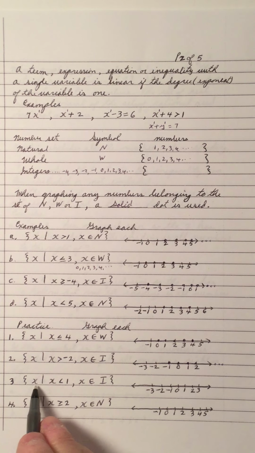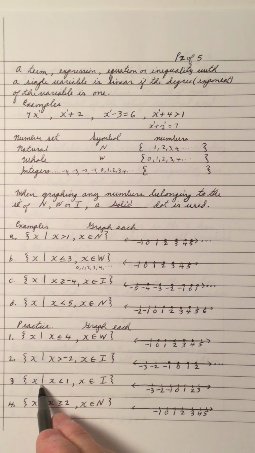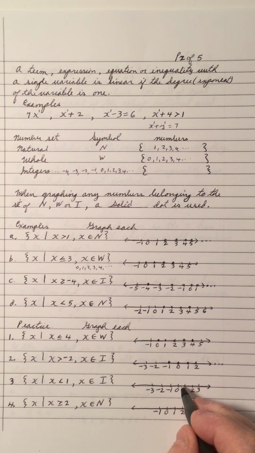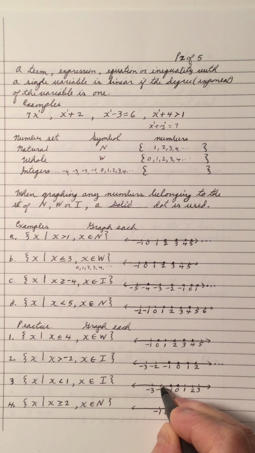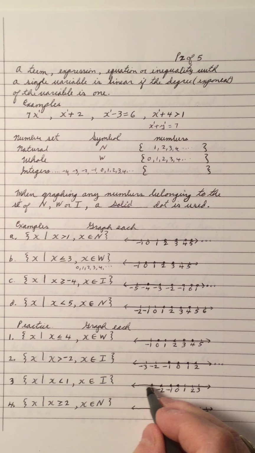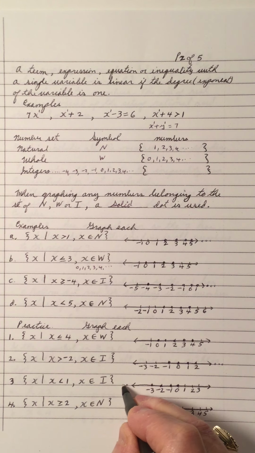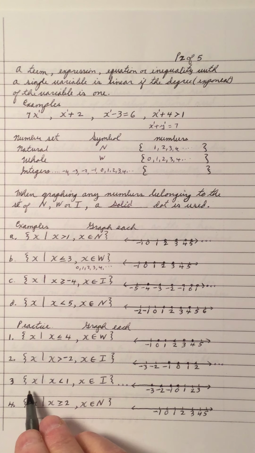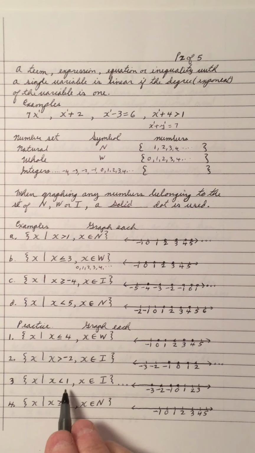Number 3: the set of all x such that x is less than 1, where x belongs to the integers. Less than 1. We can't say 1, but we have to go less than 1. So that's 0, -1, -2, -3, and we can keep on going, so we'll use 3 dots on the left side. Notice this is pointing to the left, so we have to go to the left of the 1, but we're not allowed to have 1.